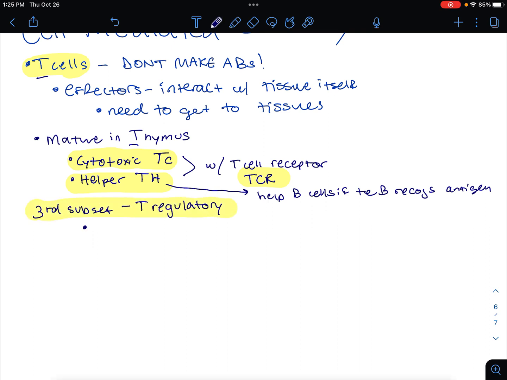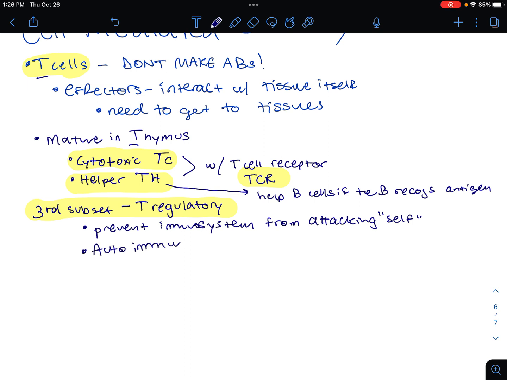The third subset are the regulatory T cells, and what they're involved with is calming down the immune response so it's not inappropriate, and also preventing you from mounting an attack against your own cells. So there are some autoimmune conditions where that's what happens, the immune system starts to attack your own tissues. And again, coming attractions, we're going to talk about that on Thursday.